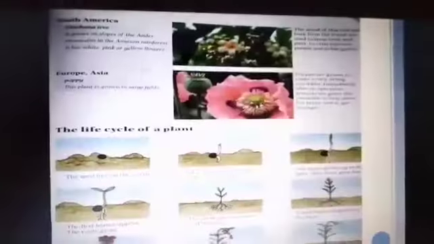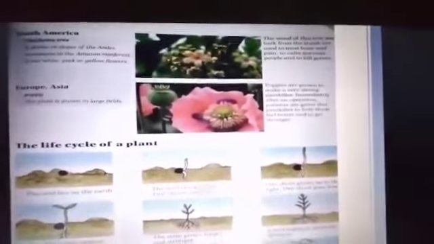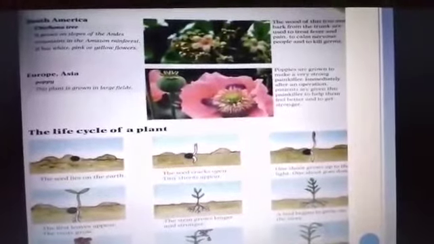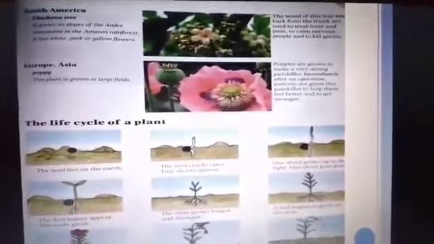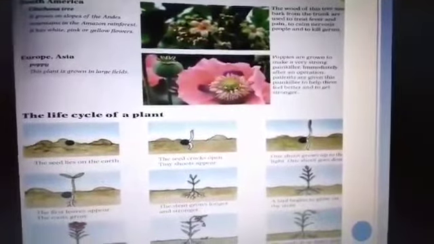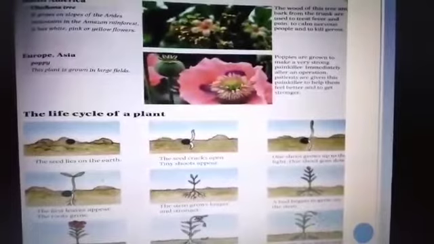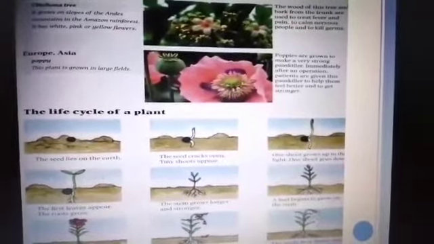South America. Ancona tree. It grows on slopes of the Andes Mountains in the Amazon rainforest. It has white, pink, or yellow flowers. The wood of this tree and bark from the trunk are used to treat fever and pain, to calm nervous people, and to kill germs.